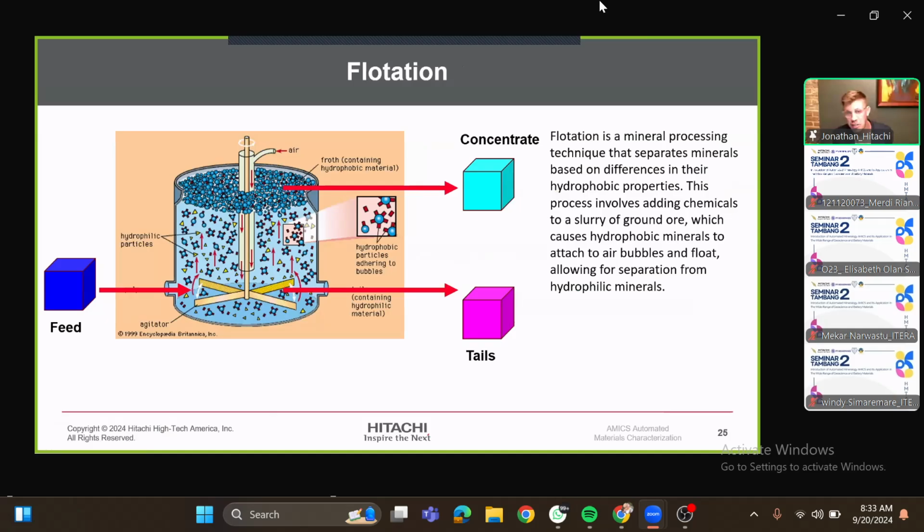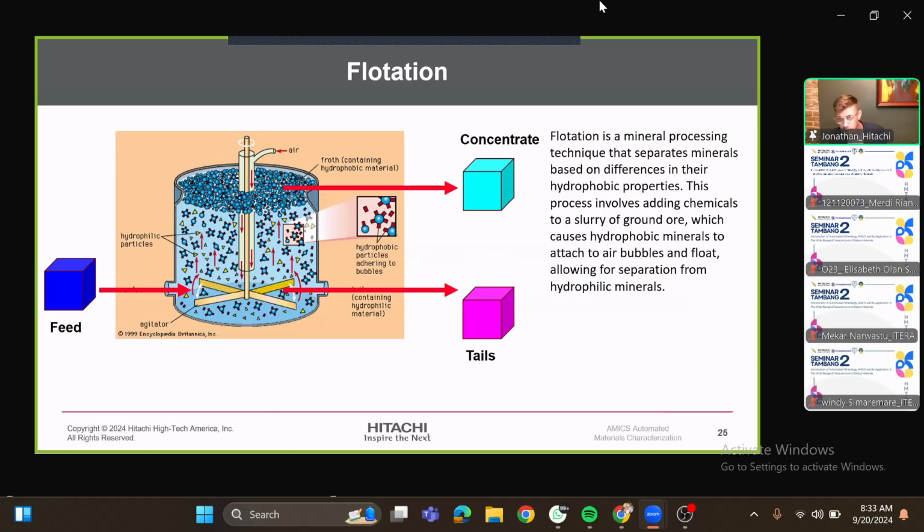And this is why AMICS has to be so fast, because we have to be able to take many different replicas from many different cells along a mineral processing. So let's go over into some materials before I hand it over to Dr. Lee.